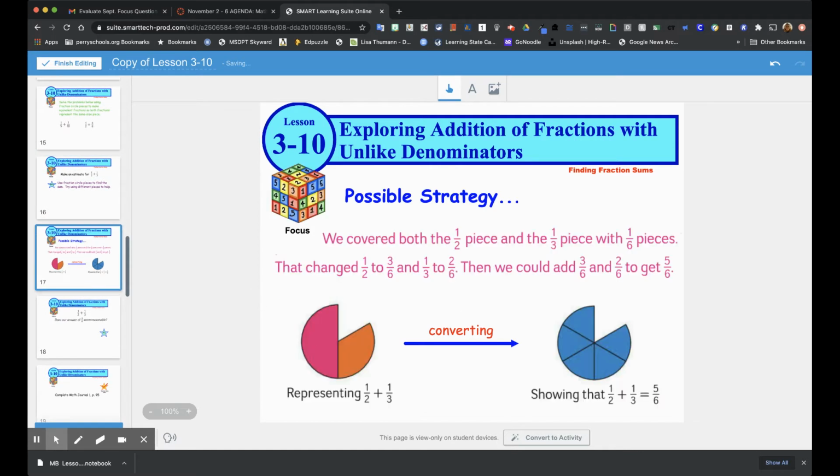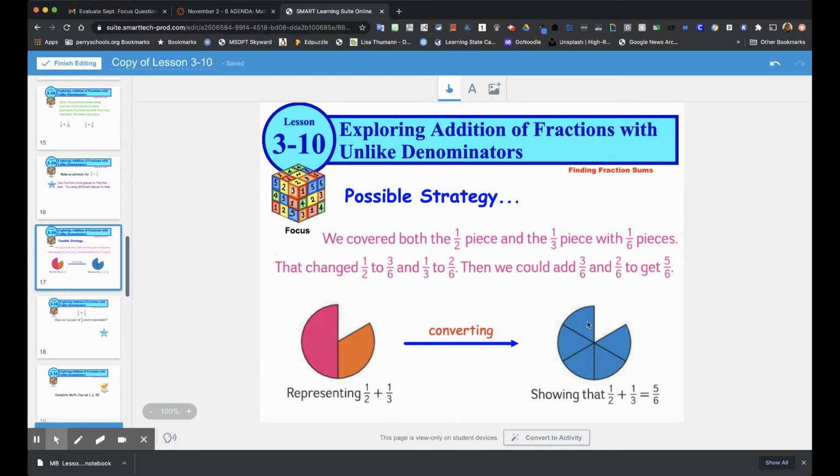You can cover both the 1/2 piece and the 1/3 piece with 1/6 pieces. That then changed 1/2 to 3/6 because we know that 3/6 is equivalent to 1/2. And then it changed 1/3 to 2/6. We know that those two fractions are equivalent. So then we can add 3/6 and 2/6, and you get 5/6.